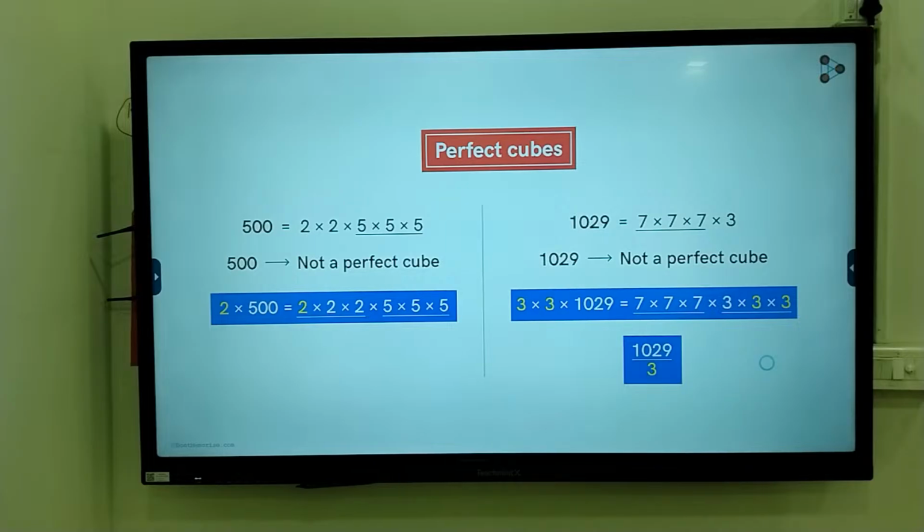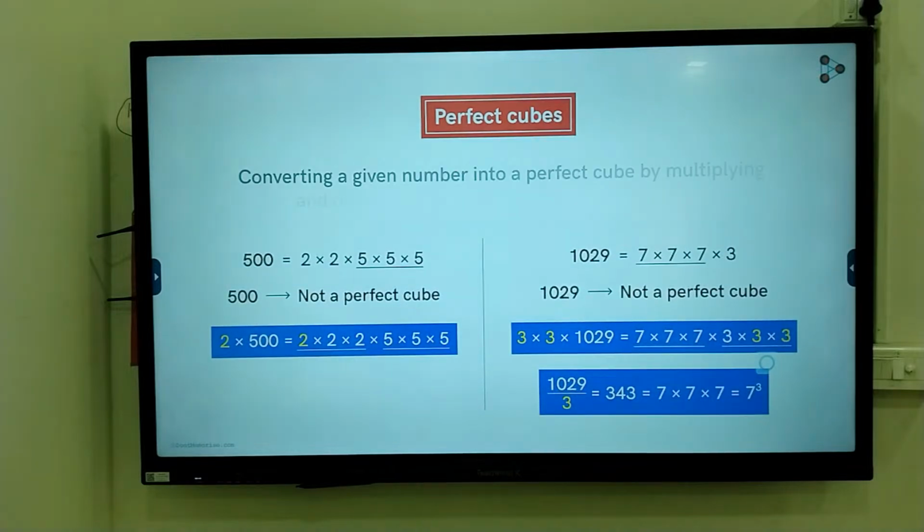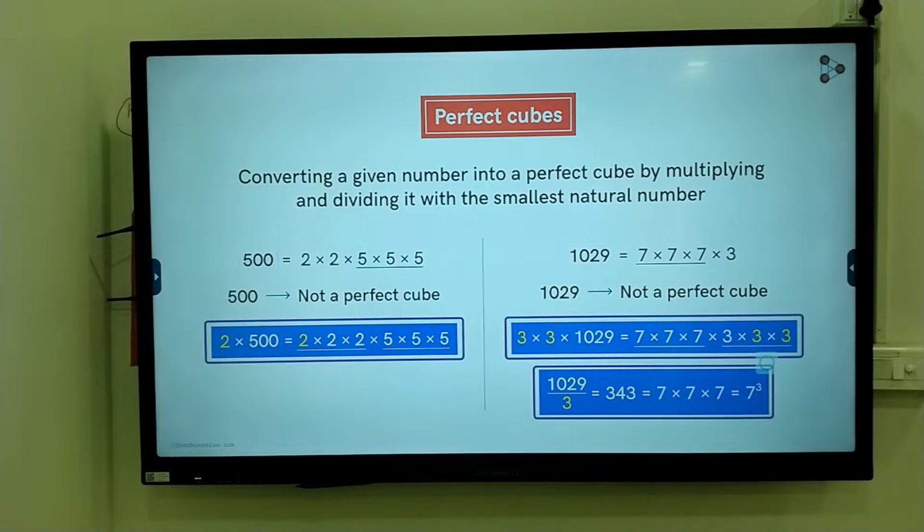So let's divide here. On dividing 1029 by 3, we get 343, which is equal to 7 cubed. So 343 is a perfect cube. Hence, the smallest natural number by which 1029 should be divided to make a perfect cube is 3. And with this, we've learned how to convert a number into a perfect cube by multiplying and dividing it with the smallest natural number.